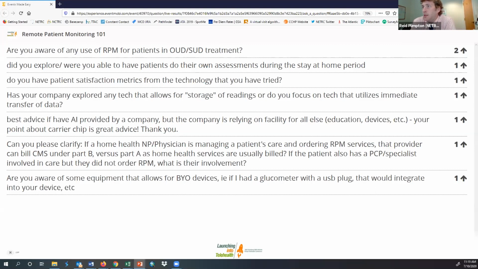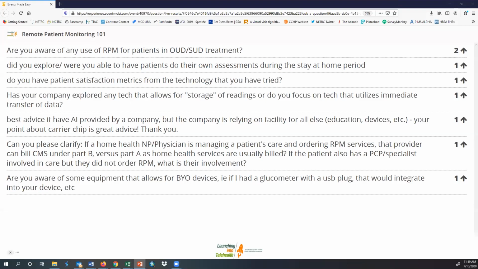So the next one is, do you have any patient satisfaction metrics from the technology that you have tried in your various interactions? Absolutely. So, 10, 12 years ago, I was the chair of the American Telemedicine Association Special Interest Group for Remote Patient Monitoring. We actually developed patient satisfaction metrics that probably are still available through the ATA. But just so you know where to go to look to develop patient satisfaction surveys.